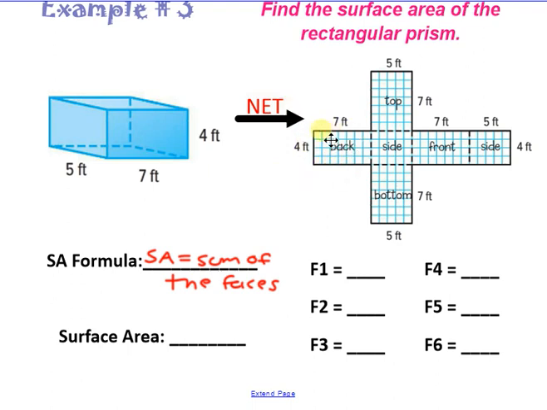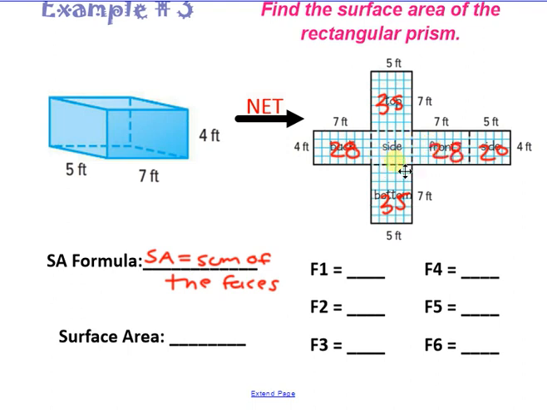So over here I have 7 times 4, which is 28. Then over here I have 5 times 7, which is 35. Over here I have 5 times 7, which is also 35. I have 5 times 4, which is 20. Now I have these two, which are a little trickier. So I have 7. Now, where's my height? So my height is going to match this height, which is 4. So 7 times 4, which is 28.